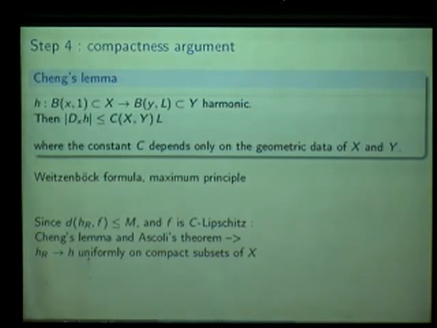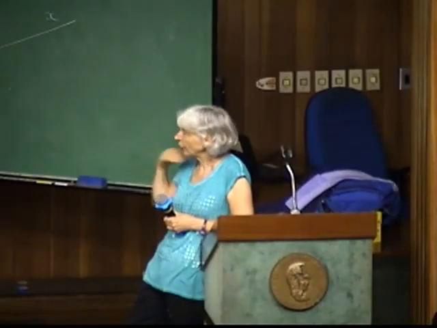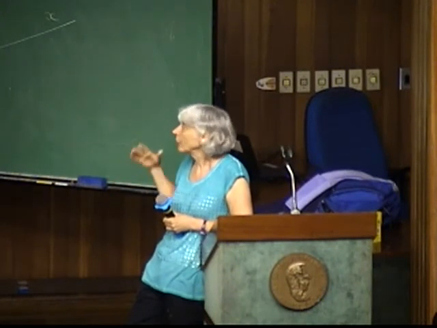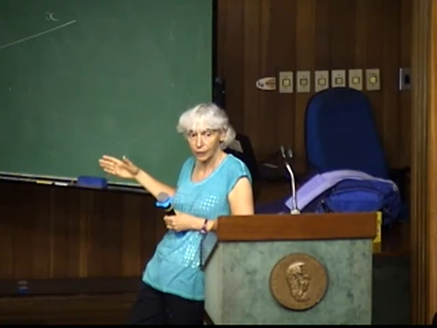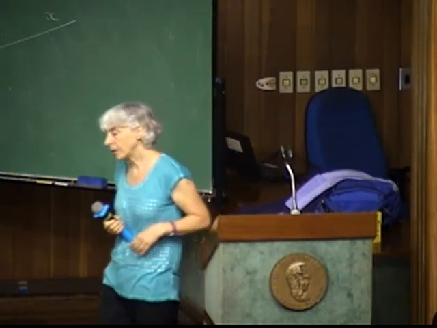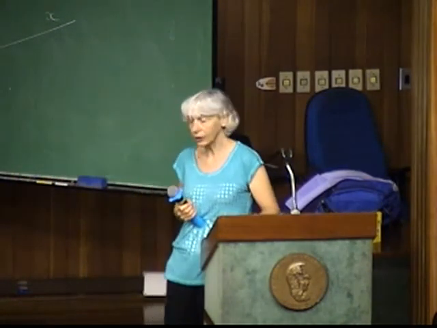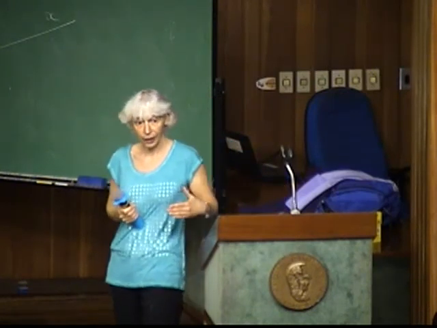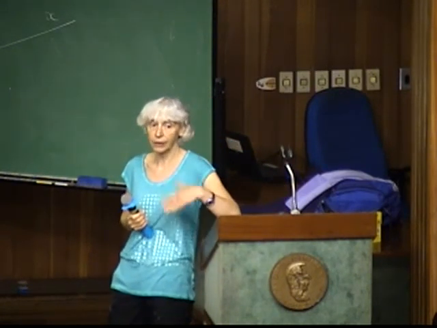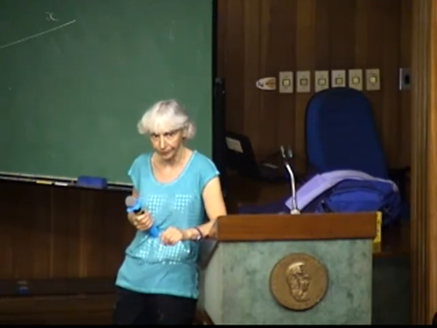Now, how do we use it? Since we have a uniform bound for the distance of the harmonic maps HR and F, and the map F is Lipschitz, because now it's a smooth map with a bounded covariant derivative, then Cheng's lemma and the Ascoli theorem show that the HR converge, or subconverge, uniformly on compact subsets of X. But now the harmonic equation is an elliptic equation, so elliptic regularity tells us that not only do you have uniform convergence, but you have convergence in the C2 sense, and then the limit harmonic map is smooth and harmonic, and so on. Okay?